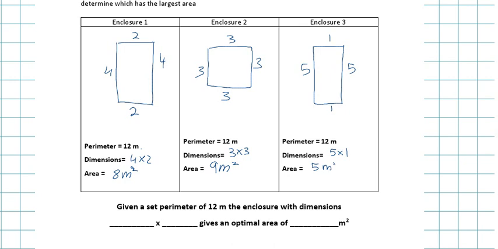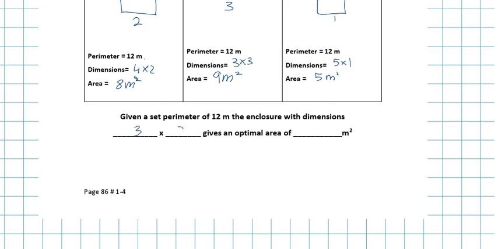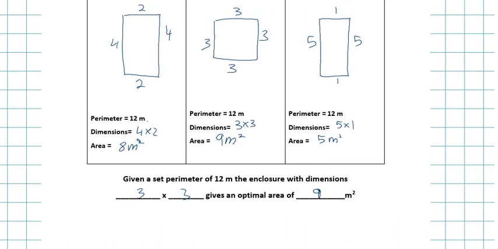Now looking at these, which dimension gives me the largest area? 3 by 3. So we've seen 3 different examples. We've made 3 different shapes, 2 rectangles and a square, and we determined that the 3 by 3 gives me the largest area. Can I move on to the next page?